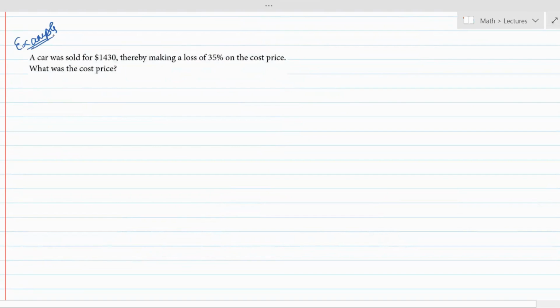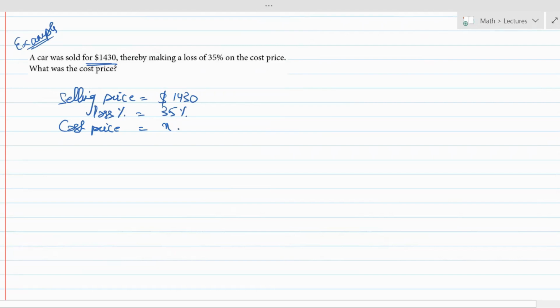Okay, a car was sold for 1430. So we have the selling price given here. This is $1430, making a loss of 35%. So we have the loss percentage given to us, 35%, on the cost price. What was the cost price? So cost price is something we need to find here. Let this be X.